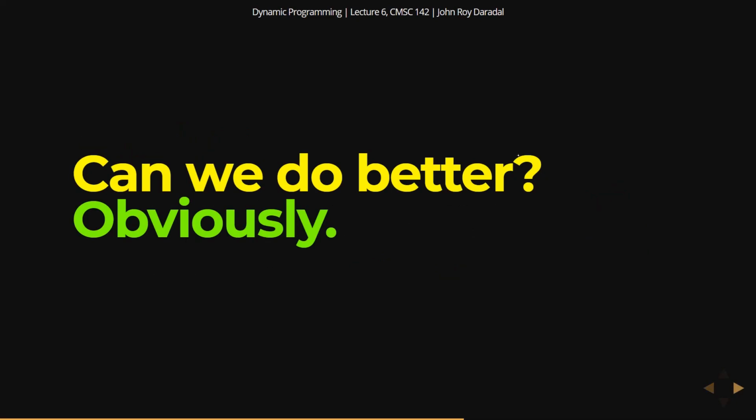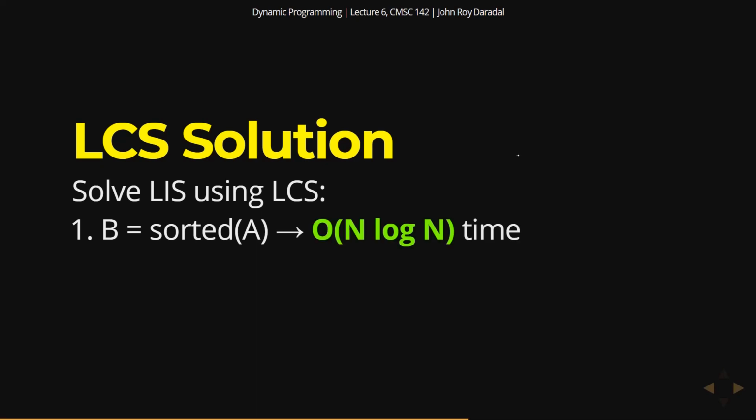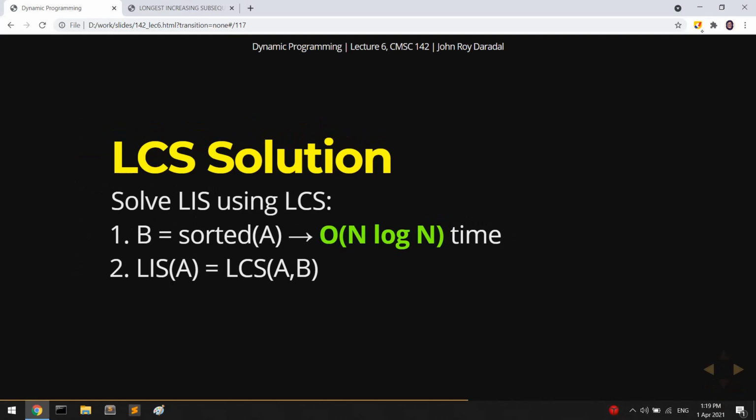Well, obviously we can. Before we discuss the solution to the LIS, you can actually solve the LIS using the LCS solution. So how will you do that? You can solve LIS using LCS by sorting the sequence itself, and you name that B, and this will take O of n log n time if you use merge sort. And then LIS of A can be reduced to LCS of A and B.